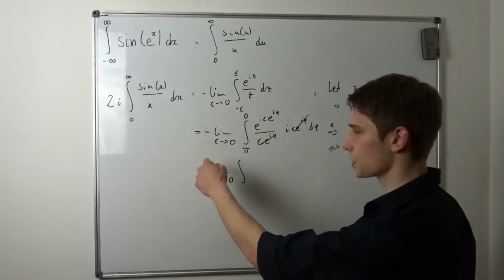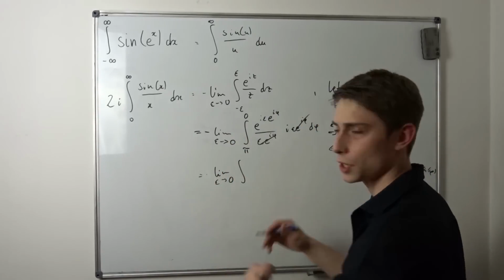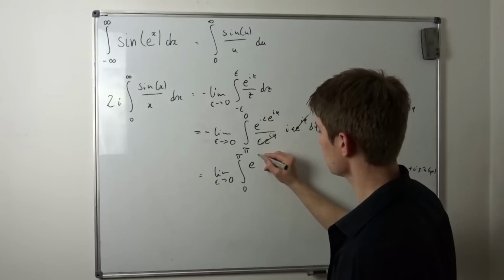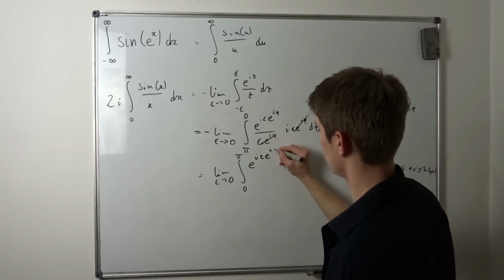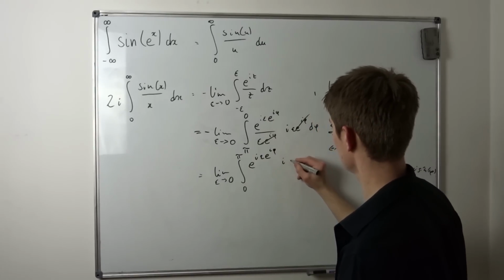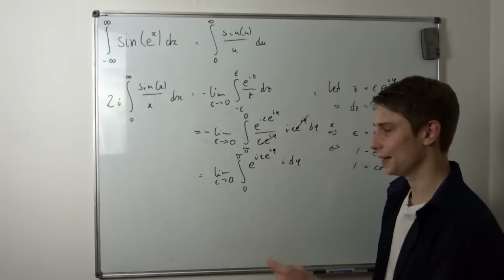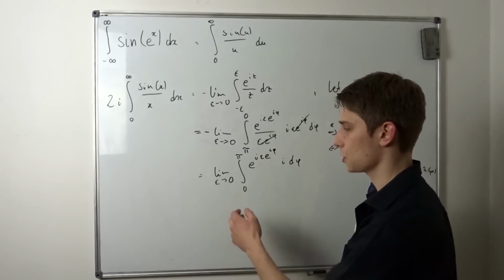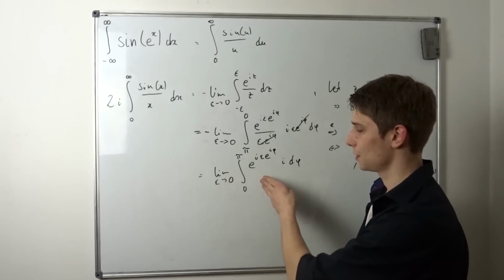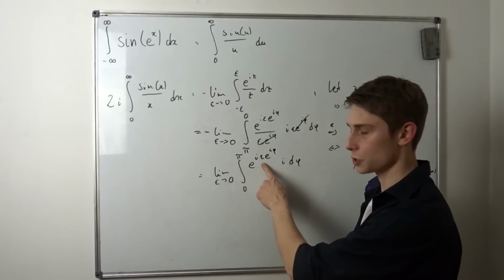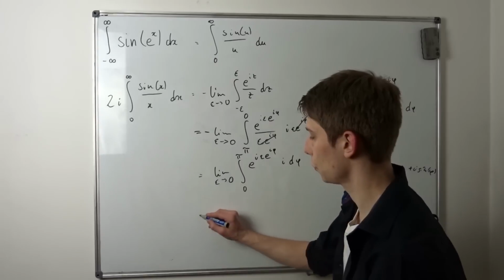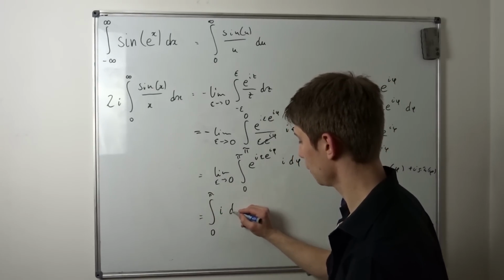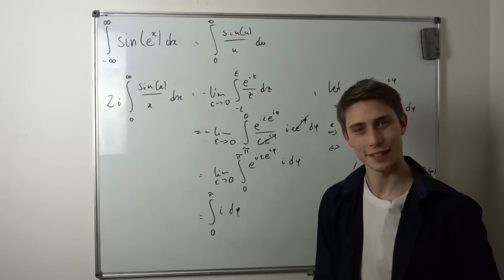And we can distribute this minus into this integral right here if you like. So we are just changing the upper and lower bound. So it goes from 0 to pi. And now it's e to the i epsilon e to the i phi times i times d phi. And the upper and lower bound aren't dependent on epsilon anymore. So we can safely bring this limit into the integral. And if we let epsilon approach 0 right here, that's just 1. So our integral is just the integral from 0 to pi of i d phi. That sounds great.